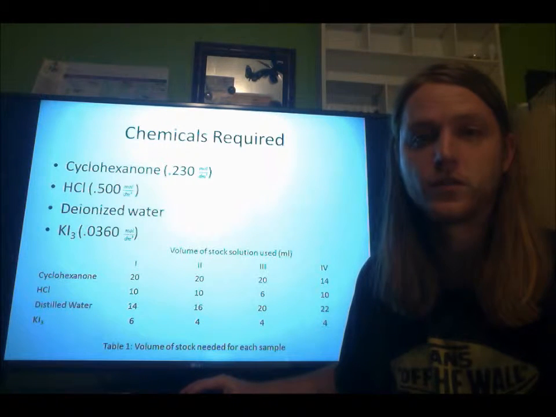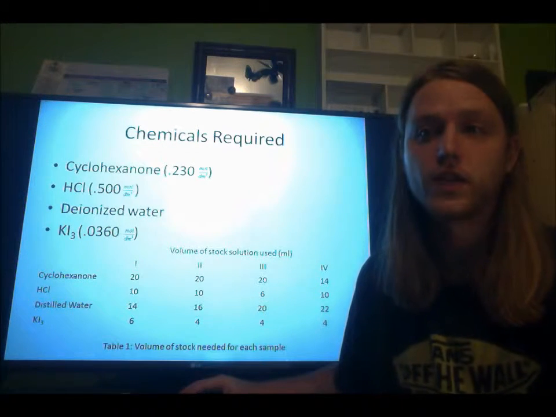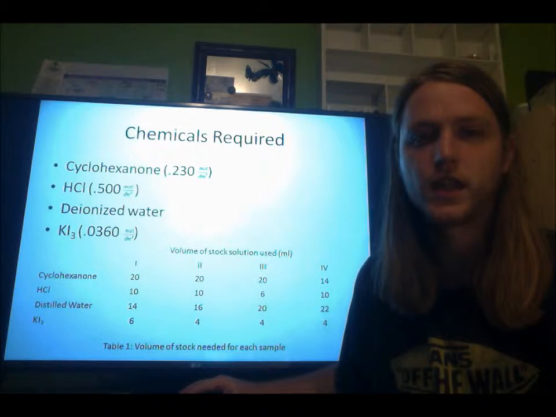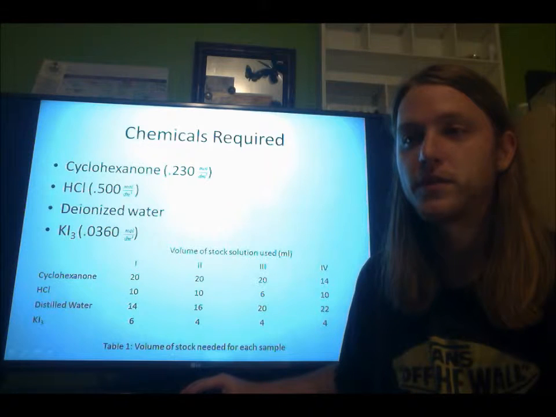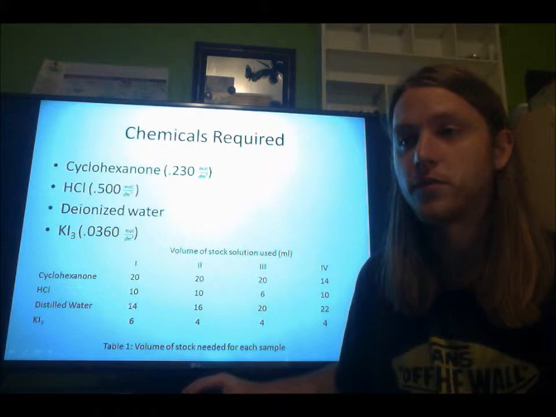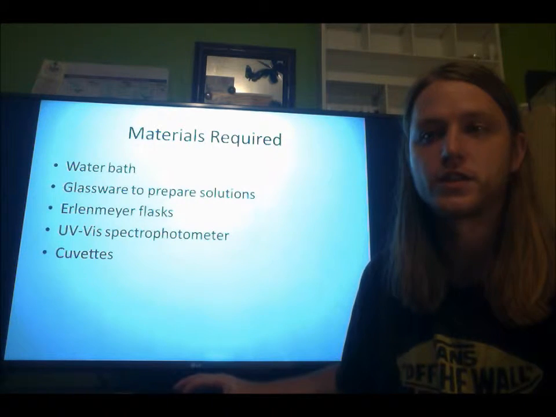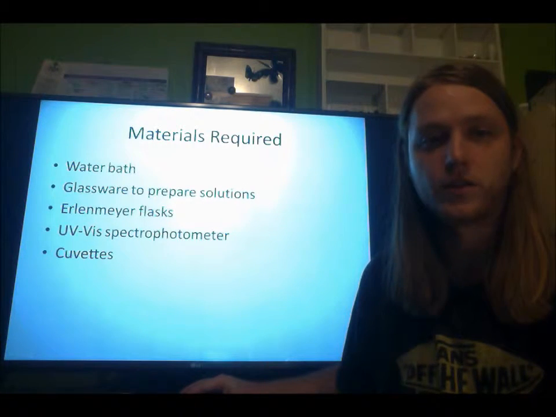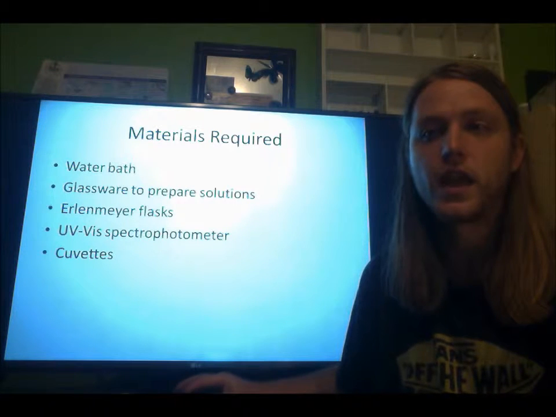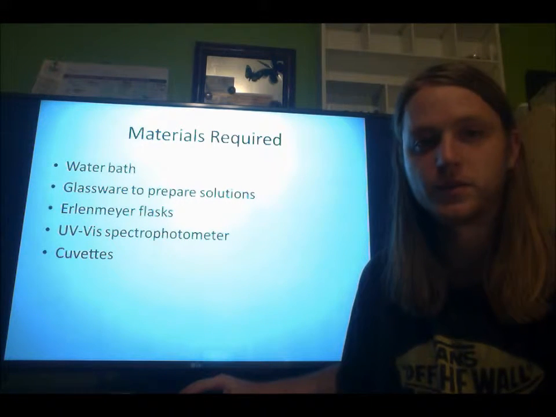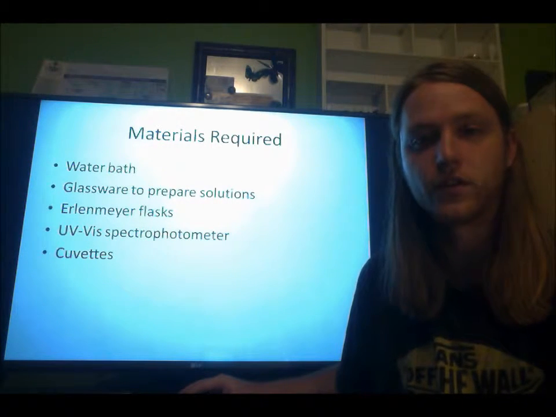Some chemicals we'll need to perform this reaction include cyclohexanone, hydrochloric acid, deionized water, and potassium triiodide. This table here shows the volume of each stock solution we'll need to add for each of the trials we're going to run. Some materials we'll need to perform this reaction include a hot water bath, glassware to prepare some solutions, an Erlenmeyer flask to perform the reaction in, a UV vis spectrophotometer to measure the absorbance of the solutions, and some cuvettes to use in that UV vis spectrophotometer.